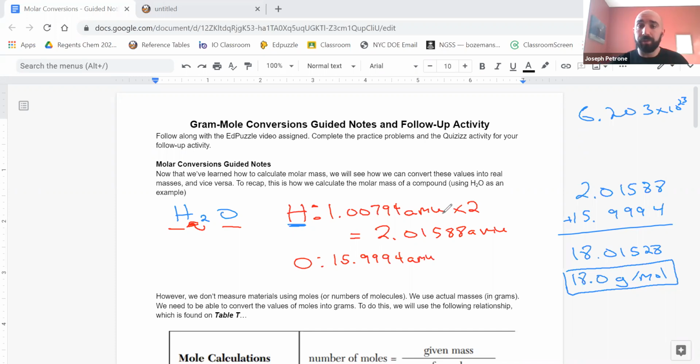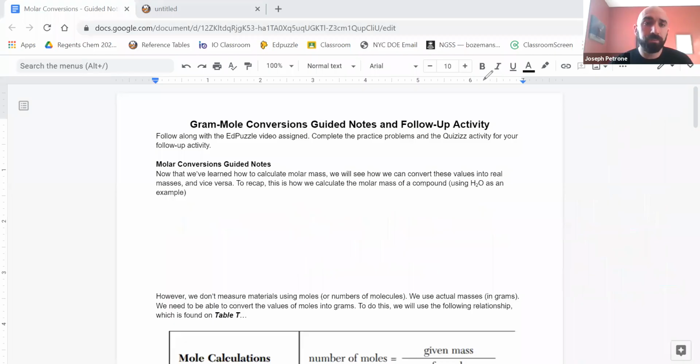Okay, so that was just a reminder as to how we calculate the molar mass. This was gone over in class, so this should be relatively familiar. Now I'm going to clear this and move on to go over how we're going to do these molar conversions. Clear and scroll.